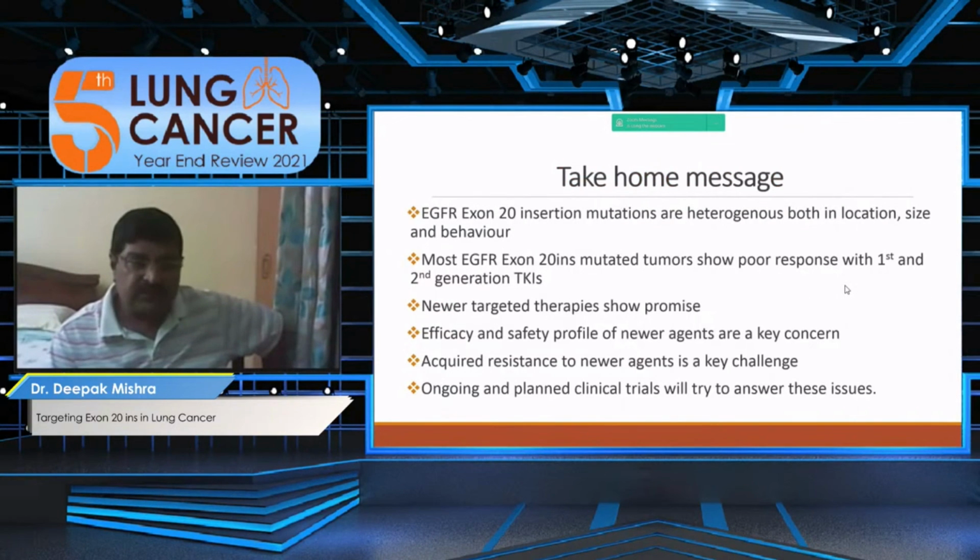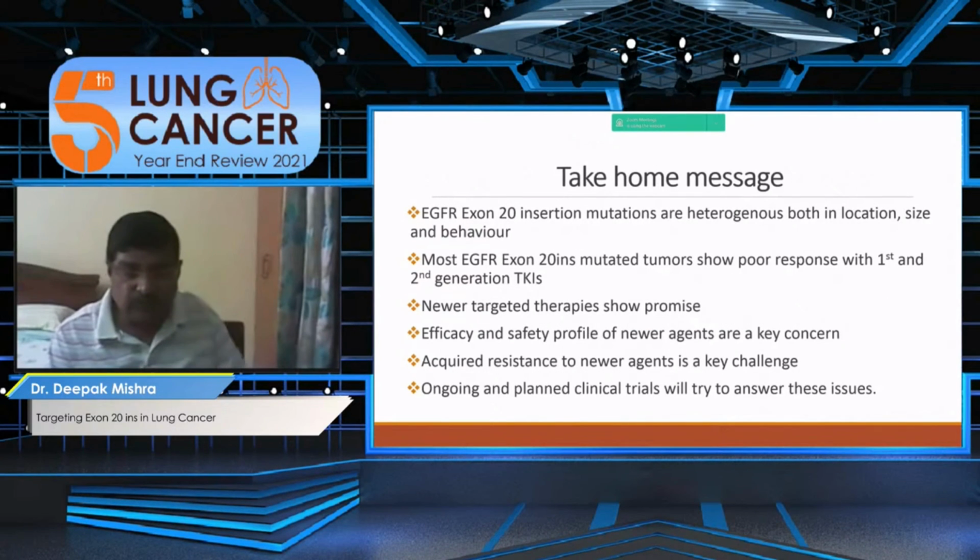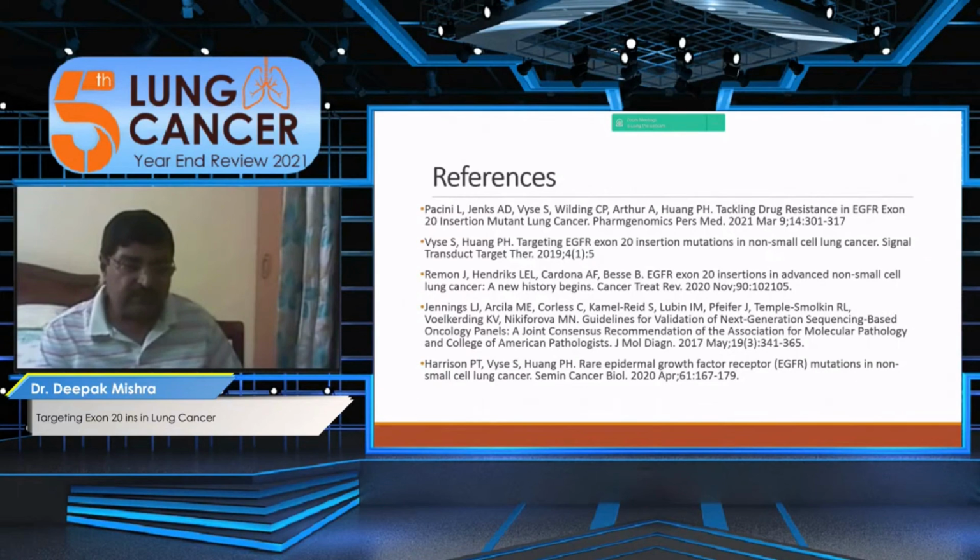The take-home message, the last slide: EGFR exon 20 insertion mutations are heterogeneous in location, size, and behavior. Most EGFR exon 20 insertion mutated tumors show poor response with first and second generation TKIs. Newer targeted therapies show promise. Efficacy and safety profile of newer agents are a key concern. Acquired resistance to newer agents is a key challenge. Ongoing and planned clinical trials will try to answer these issues in the coming years. These are a couple of references if anybody would like to refer to.